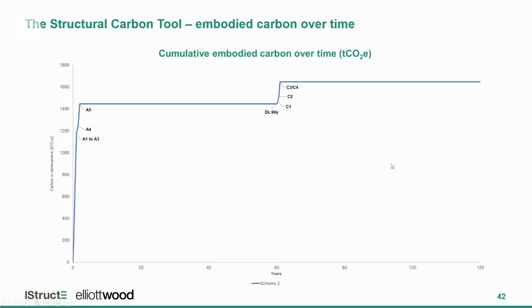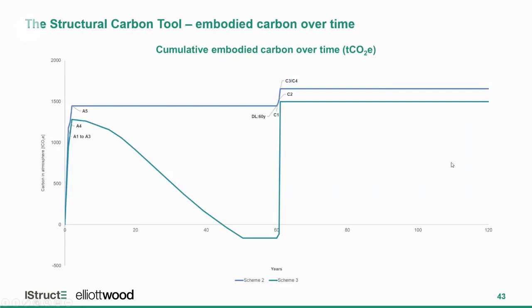Also included as part of the comparisons page is a simplified graph of the carbon in the atmosphere as a result of construction over time. So the chart typically jumps up at construction, module A, then it's horizontal during the life of the structure, module B, as module B is not currently covered by the tool, then jumps up again when demolished or preferably deconstructed, and this is module C.